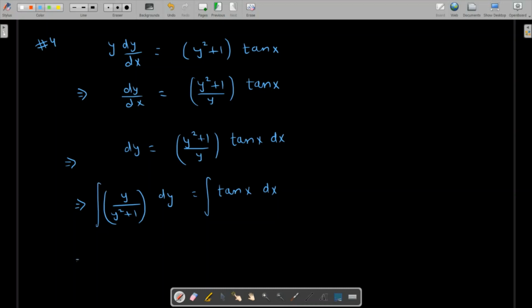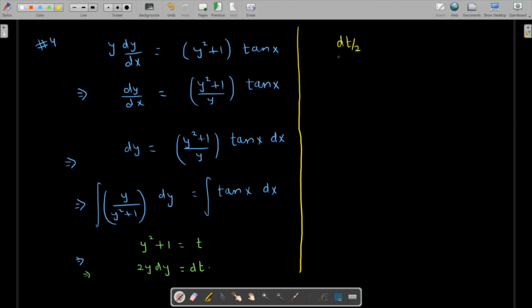The left side is not so easy to integrate, so we might end up with a t substitution. So let's do that. We are going to substitute y² + 1 as t. So this will look like 2y dy = dt. If we make the substitution, the y dy can be replaced by dt/2, and the y² + 1 is t anyway. So this is how the left side looks. The right side is tan x dx, so we don't have to make anything special for it, because that can be integrated.